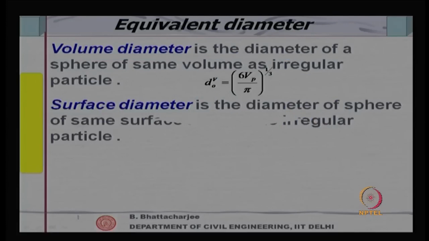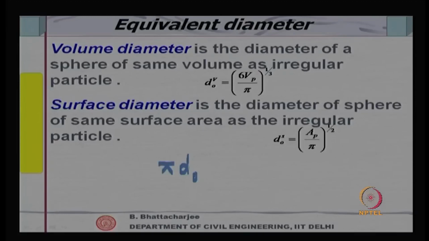Surface diameter is the diameter of the sphere of the same surface area as the irregular particle. Now, the surface area of a sphere is pi d0s square.